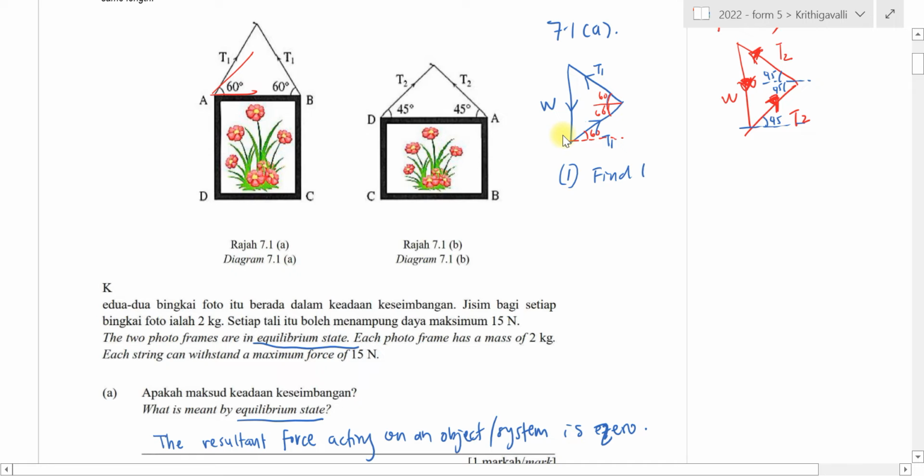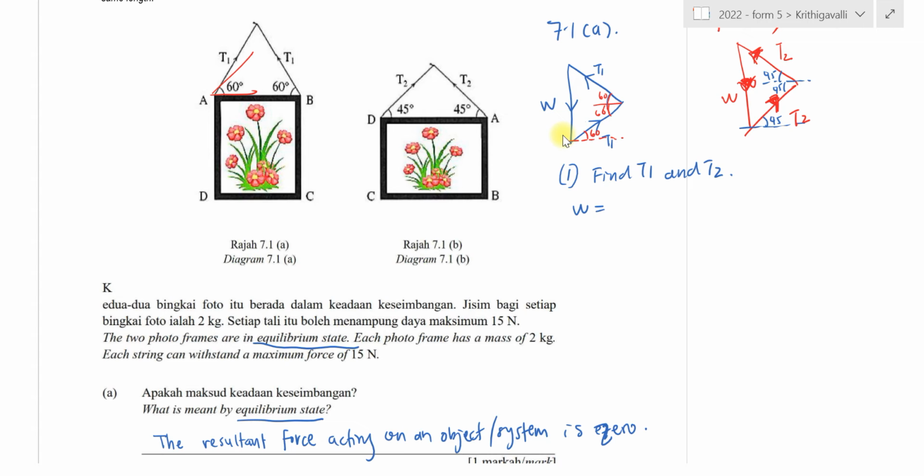Find T1 and T2. Okay, before you want to find T1 and T2, let us calculate the weight first. Weight is equal to mg, 2 times 9.81. Okay, let me grab my calculator. So the answer is 19.62.